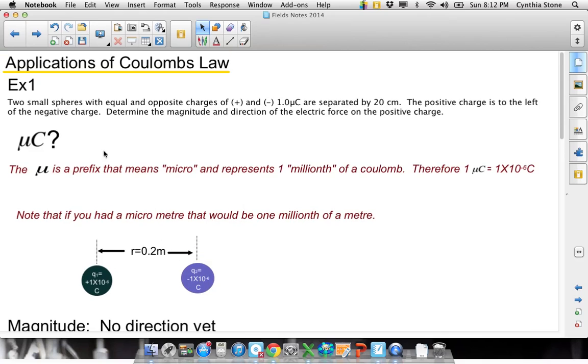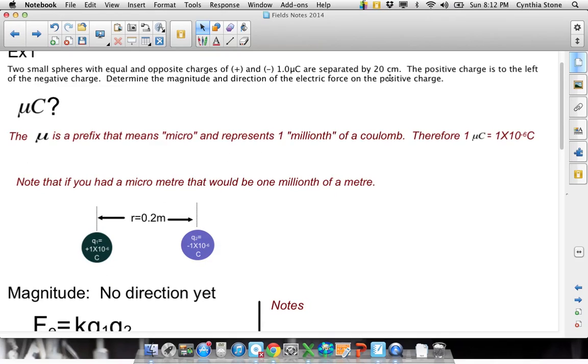Anyway, all we're doing here is looking at the electric force on the positive charge. If I draw it out, they're separated by 20, and the positive's on the left. So here's my positive charge, here's my negative charge. It's 1 microcoulomb, so it's really 1 times 10 to the negative 6 coulombs. If you're given micro, just take whatever number it gives you and multiply it times 10 to the negative 6. We know the distance right away. I put it in meters because we don't deal with centimeters.